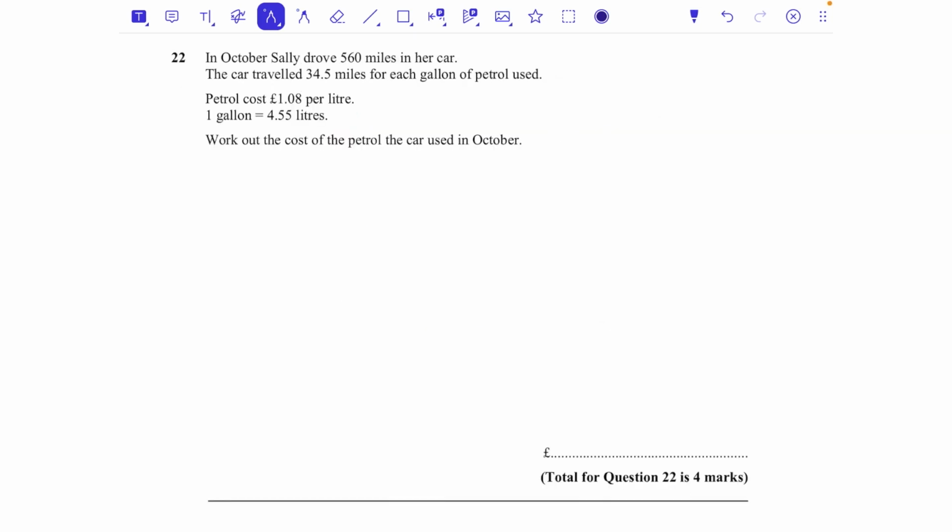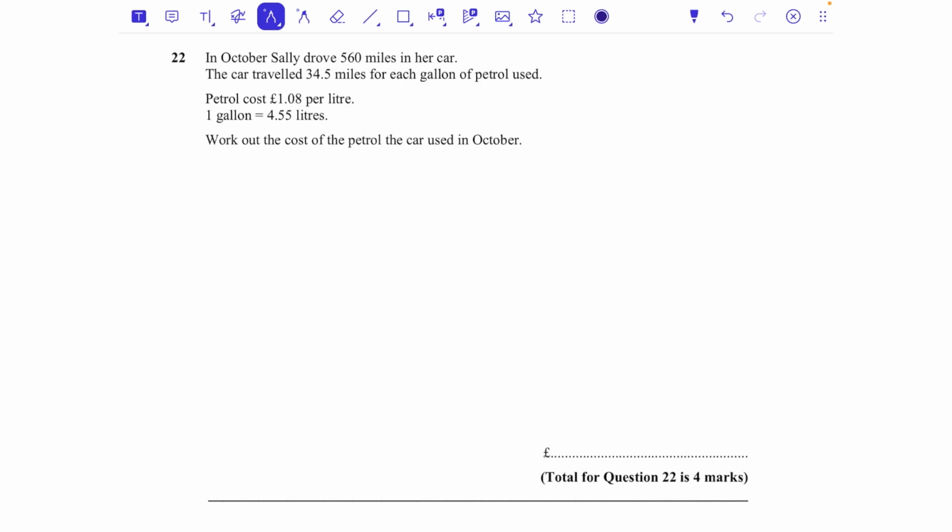Question number 22. In October, Sally drove 560 miles in her car. The car travelled 34.5 miles for each gallon of petrol used. Petrol costs £1.08 per litre. 1 gallon is 4.55 litres. Work out the cost of petrol the car used in October.